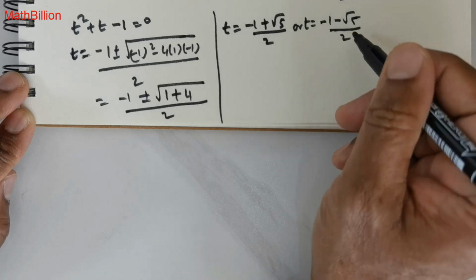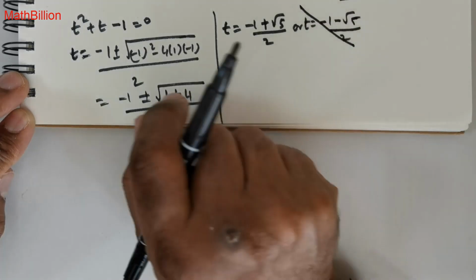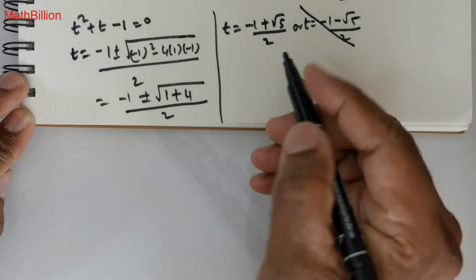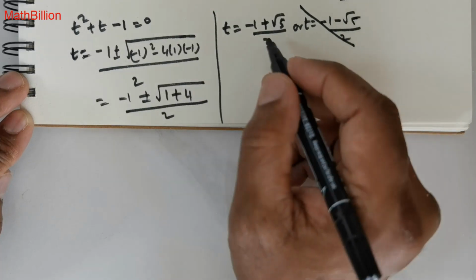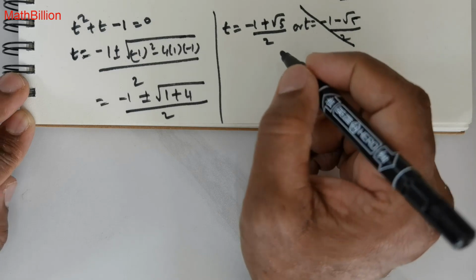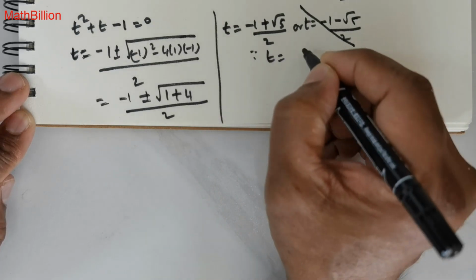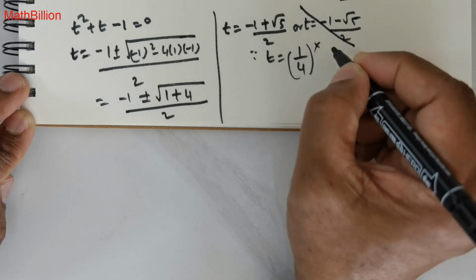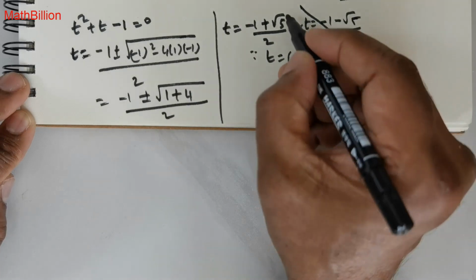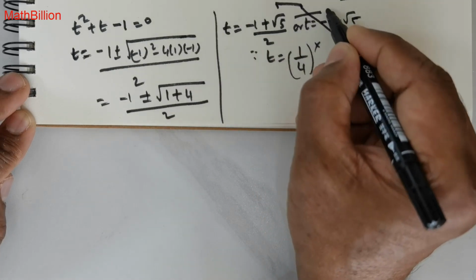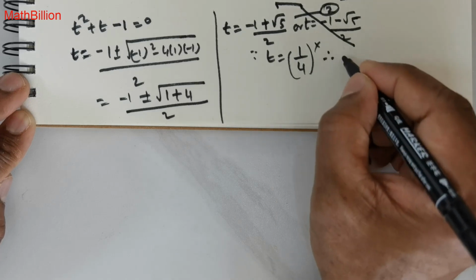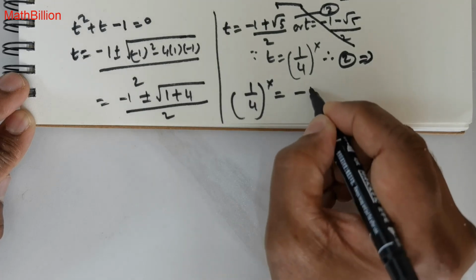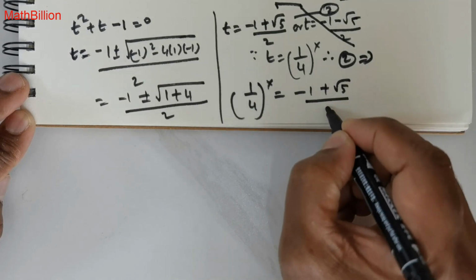Now this is completely negative, so we don't need this. We would not be requiring this value because of the fact that it is totally negative. But the other is going to give me a positive value. So I will retain this and obtain the value. Now since my t is substituted as 1 over 4 raised to the power of x, I will place that value here. So 1 over 4 raised to the power of x is equal to negative 1 plus root 5 divided by 2.